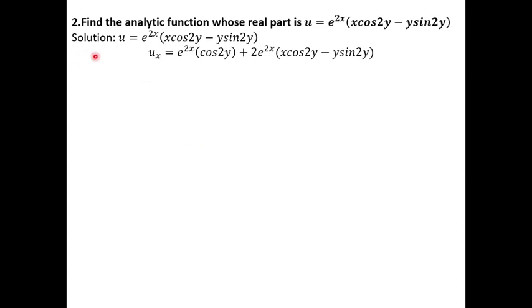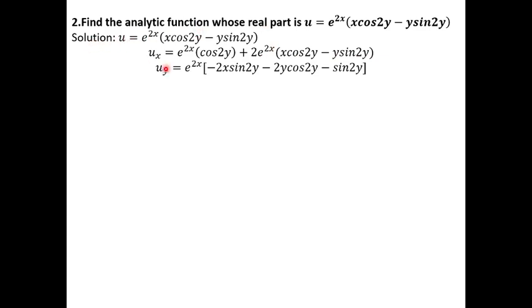Here differentiation of u with respect to x, ux, is equal to, apply the product rule, first function into differentiation of second. Differentiation of second is x cos 2y, among this cos 2y is a constant, as it is. Differentiation of x is 1. Minus y sin 2y, the whole term is a y variable, therefore it is a constant, its differentiation is 0. Plus second function, x cos 2y minus y sin 2y, into differentiation of first function e to the power of 2x. What is the differentiation of e power 2x? 2 times e power 2x.